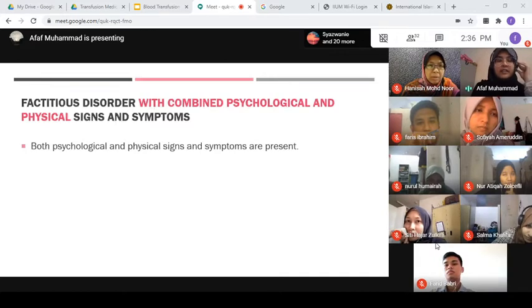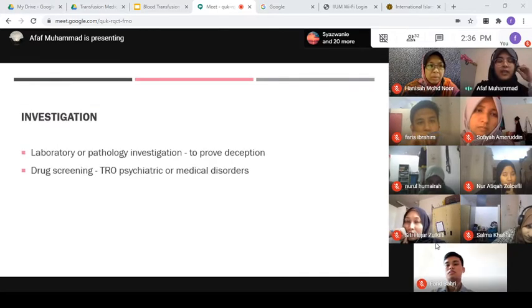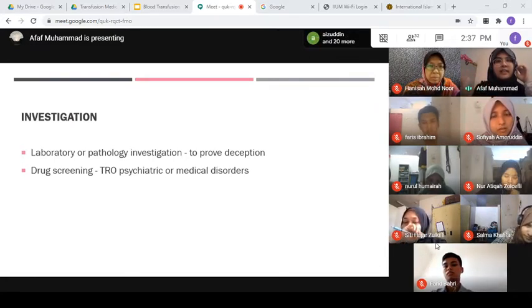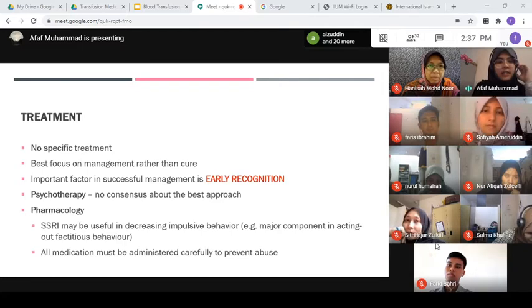In terms of investigation, there's nothing really for diagnosis. It's more to rule out, to show that there are some symptoms that are deceiving, and also to rule out any drugs that they may be consuming to actually say that they have these signs and symptoms. Okay, and then for treatment, there's no specific treatment for it. It's best to focus on the management rather than cure.